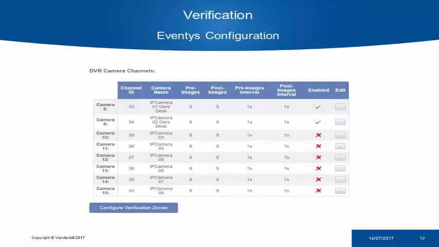Please note that the Aventus must be configured to be recording in order for verification to be obtained from the NVR.